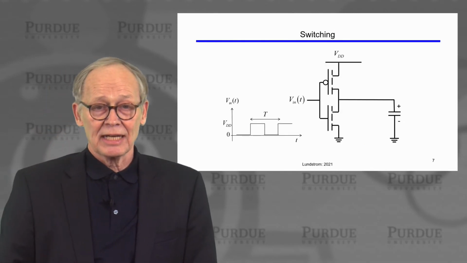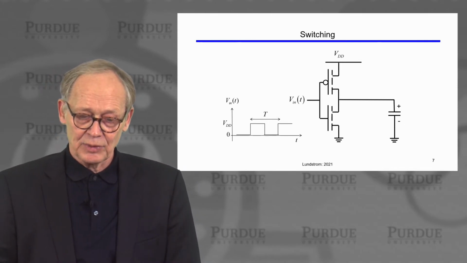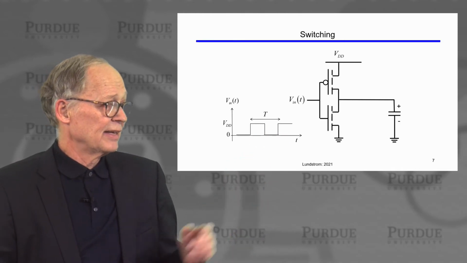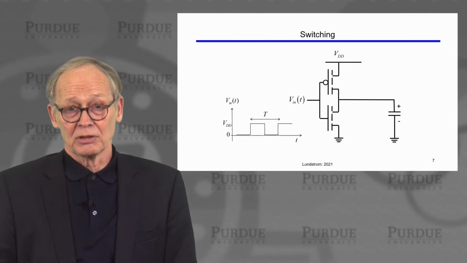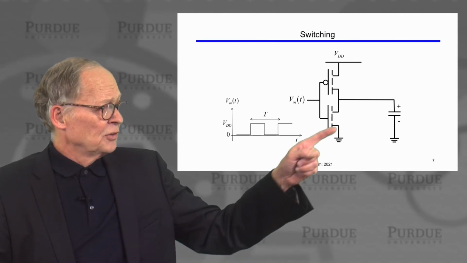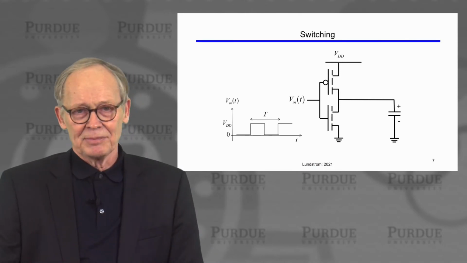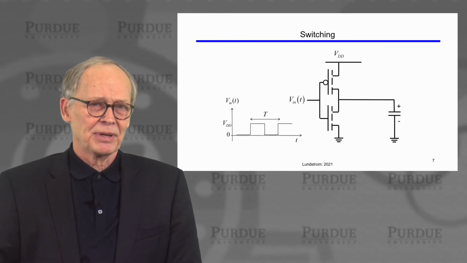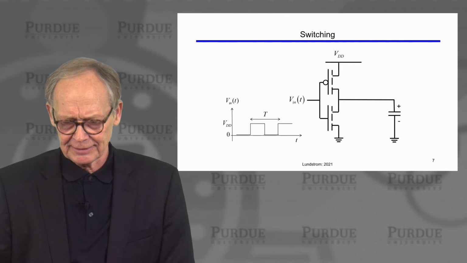We also talked about how we switch. If we have a clock, if we have an input signal that is switching between a low value and a high value, then we can switch the output voltage between a low value and a high value. So let's say that the output node is connected to a capacitor. That might be the gates of the next stage. It might be the parasitic capacitances associated with the wires and other things.